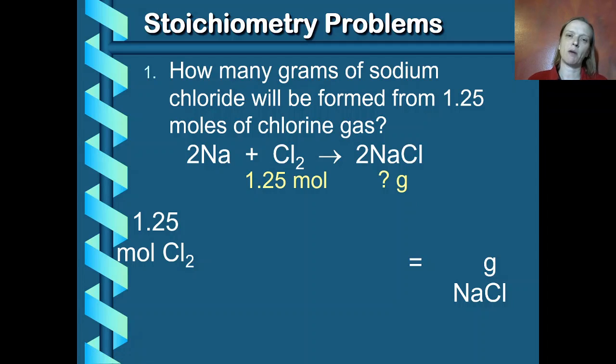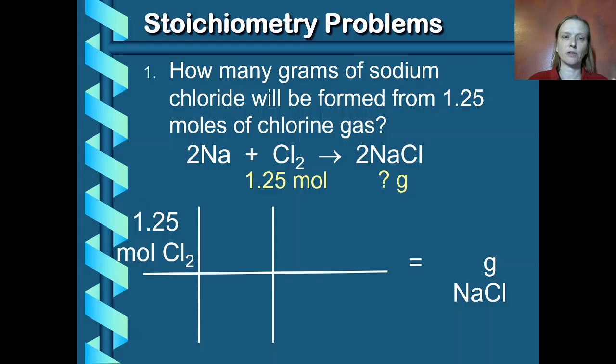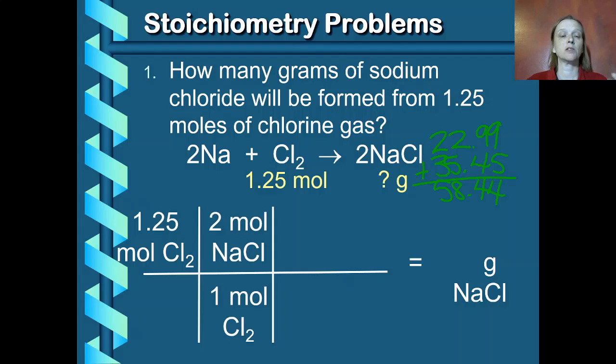So going back to our problem, I'm going to leave space for two conversion factors. With my first conversion factor, I want to switch from my known moles of my known substance to moles of my unknown substance. So here is my mole-mole conversion factor, and those moles of chlorine cancel out. I'm left with moles of sodium chloride, but that's not what I want in my final answer. I want to convert from moles of sodium chloride to grams of sodium chloride. So my moles are going to go on the bottom and grams are going to go up top.